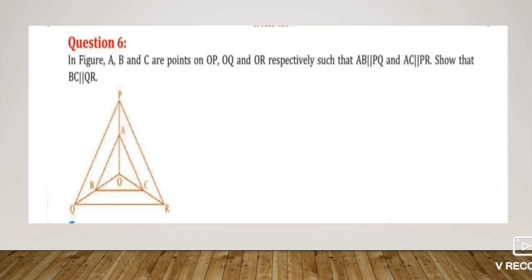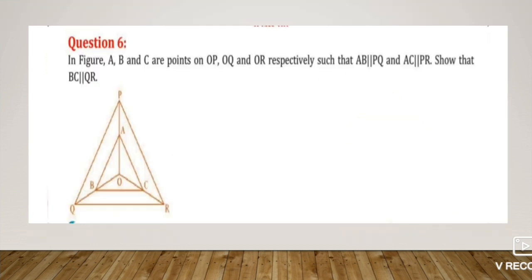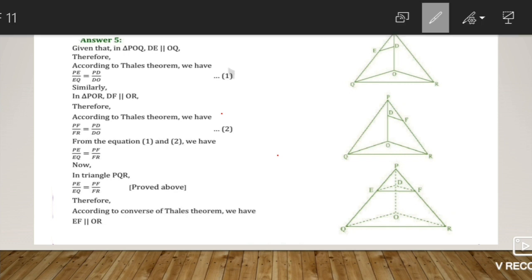Here is the solution. If you look at the first figure, as you can see in the first figure, I have not drawn DF and EF. This is the complete figure, right? This is the actual figure. So I am erasing this DF and EF for the first figure. As you can see, DE is parallel to OQ. This is given in the condition.